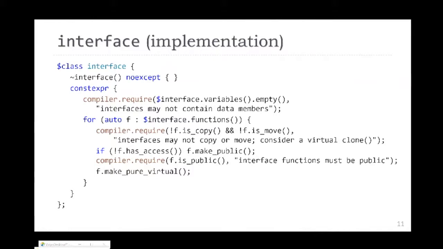$interface, now let me reflect over its functions. And I'm going to require that for every function, first of all, it's not copy or move. And I'll give a helpful diagnostic. Hey, if you wrote something like that, you'll see the error. Interfaces may not copy or move. Consider a virtual clone. Then I'm going to make sure that if it doesn't have an access specifier, I'm going to make it public by default and then require that it's public, so that if the programmer wrote something like protected or private, they would get the error interface functions must be public. And then finally, I'll just force it to be pure virtual.